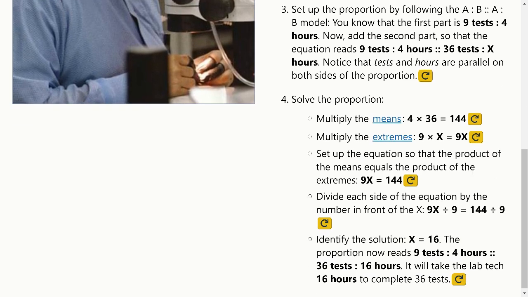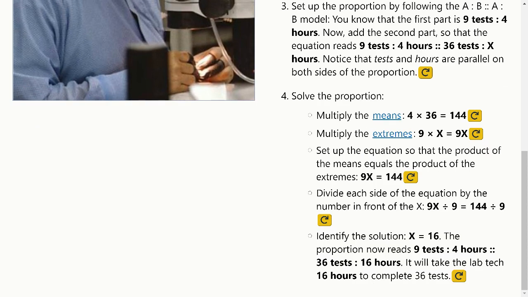Alright, so solving the proportion, we'll multiply our means. Remember, our means are the two that are on the inside. So you've got 4 times 36, that's going to give us 144. Then we're going to multiply our extremes, which we know are 9 and x. So 9 times x equals 9x.